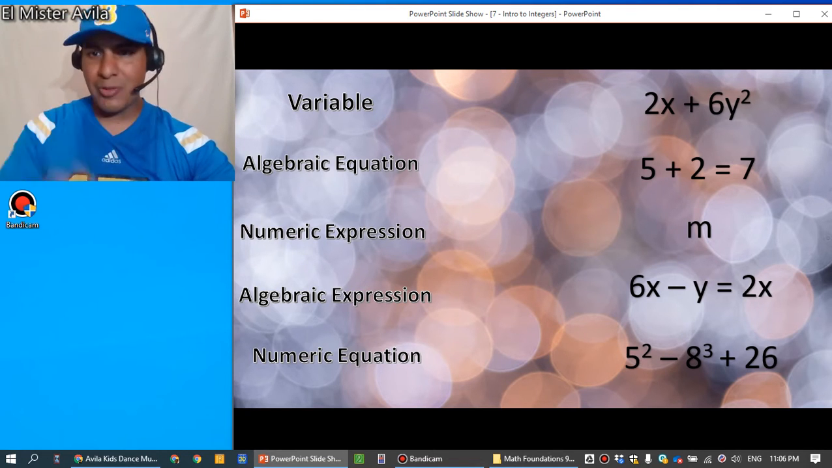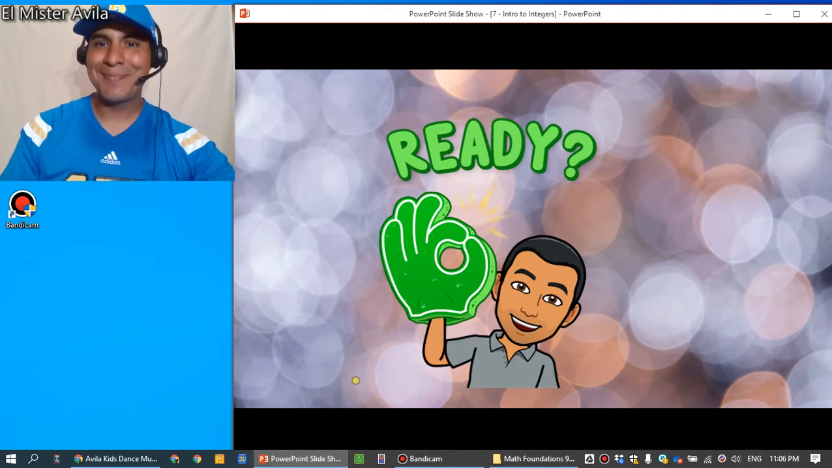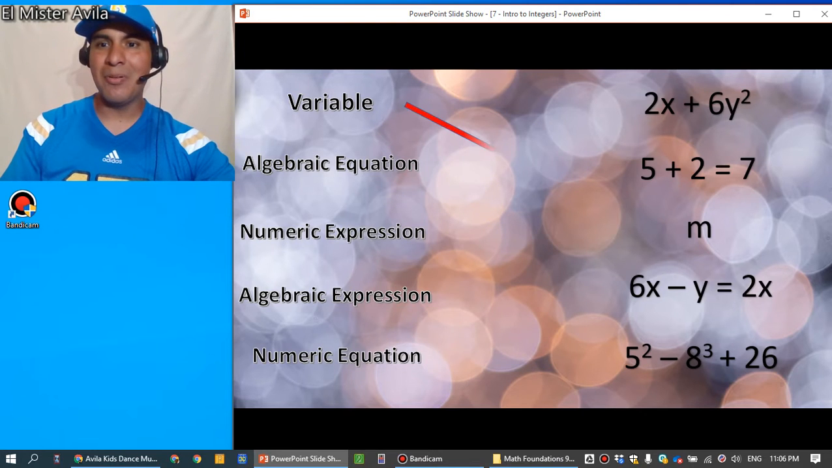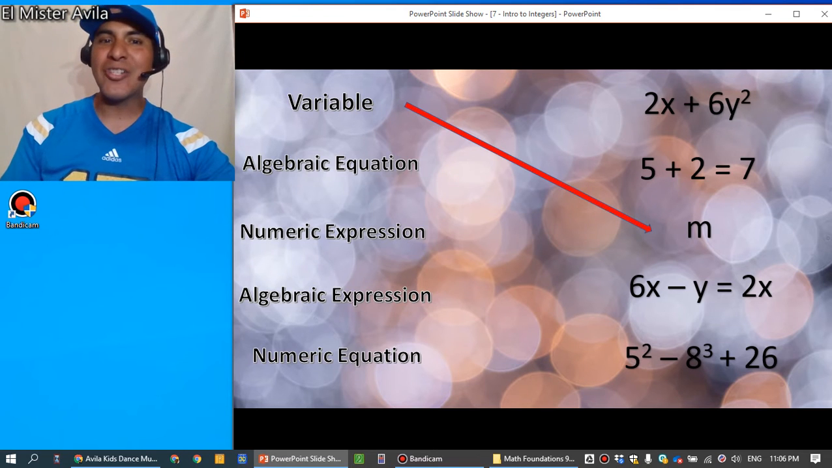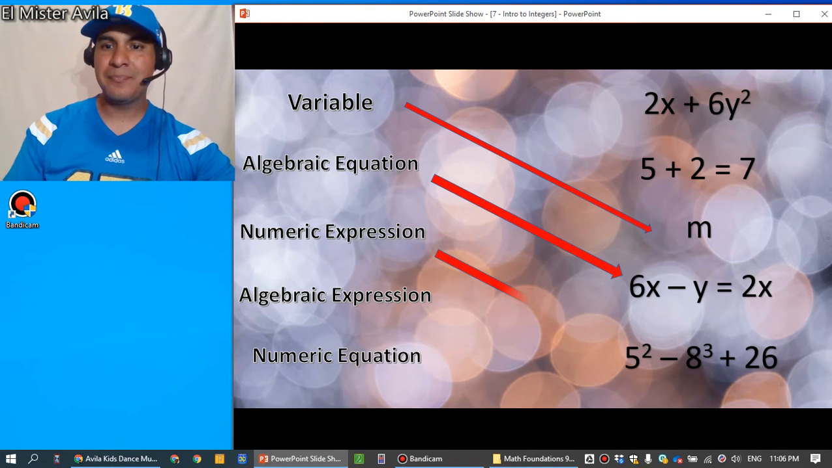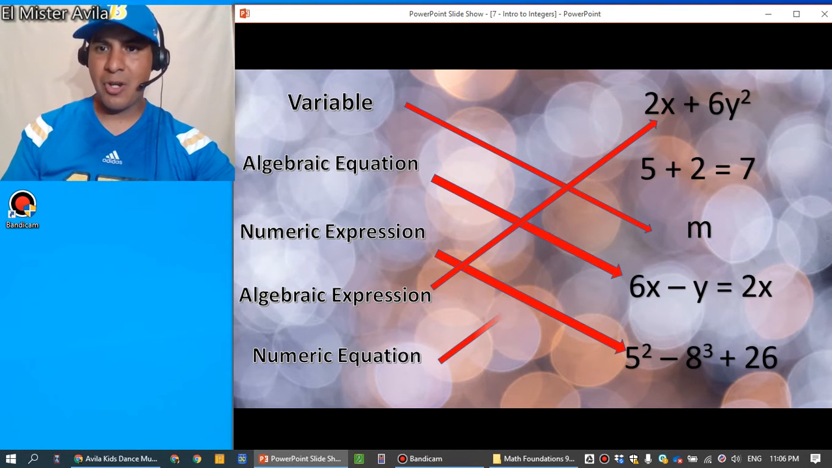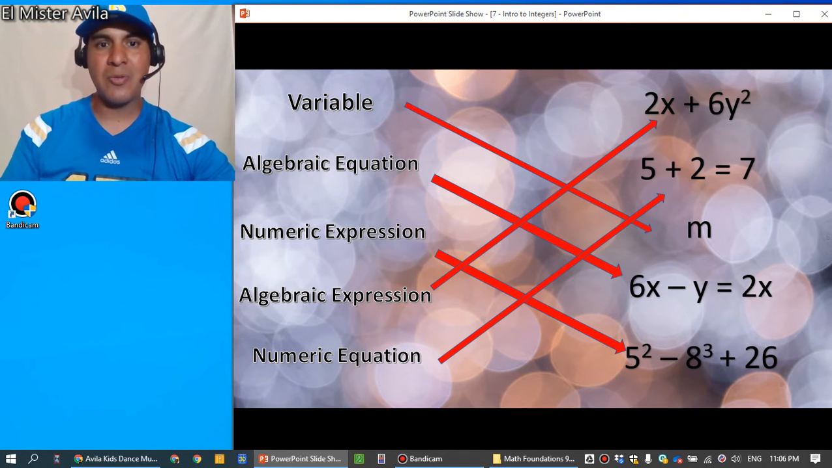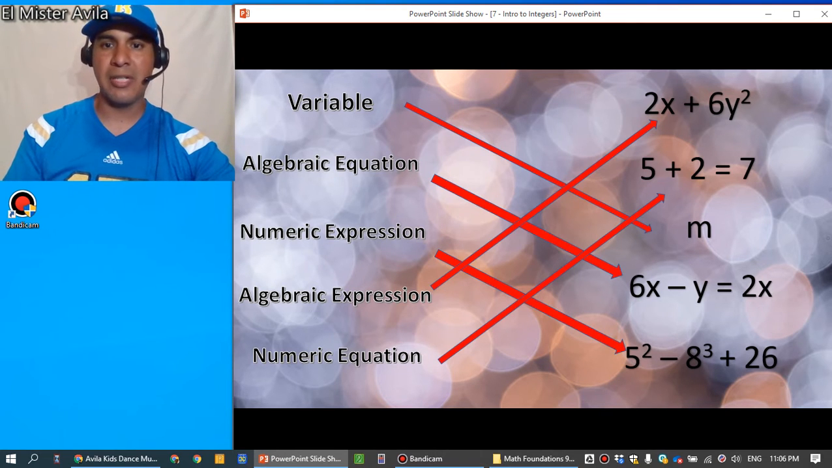Again, you should have paused, written this down, drawn arrows, and matched the words with their expressions. Okay, here we go. Ready? Variable goes with M. Technically, it could have gone with another one, but that's the best one it goes with. Algebraic equation goes with that one. Numeric expression goes with the bottom one. Algebraic expression goes with the very top one. And numeric equation goes with that second one on the top right. Hope you were able to match them up and understand the difference now between those 5 vocabulary words. If not, look at the previous lessons as I defined them earlier.